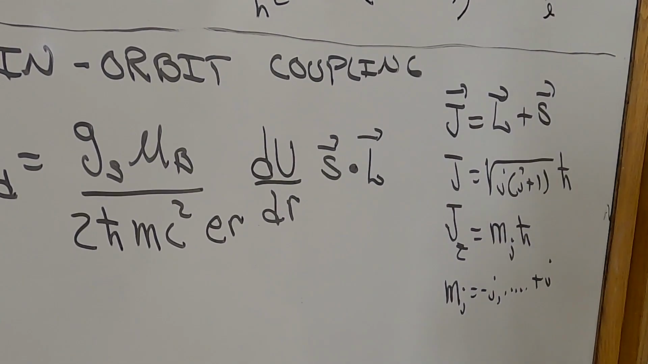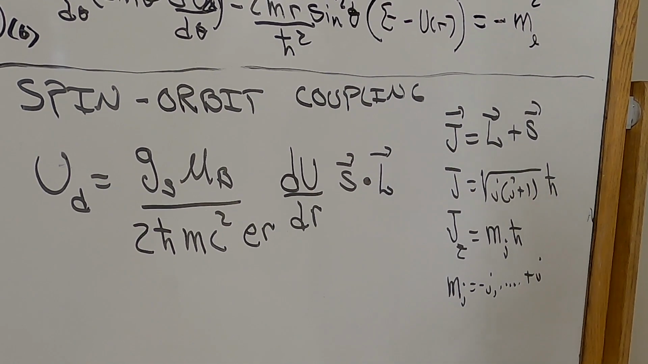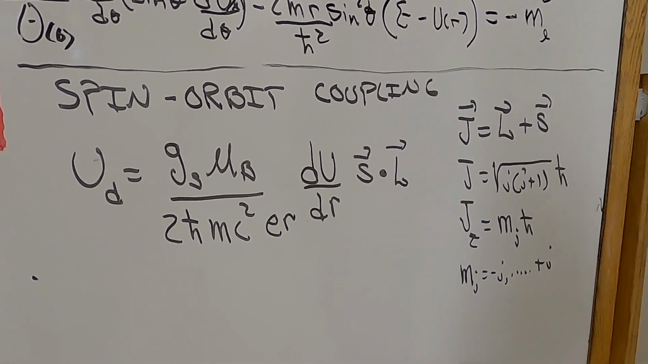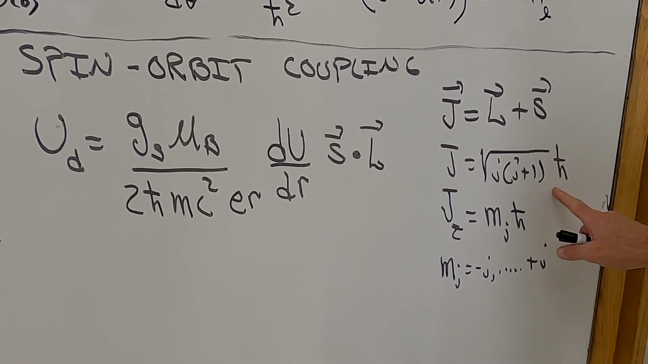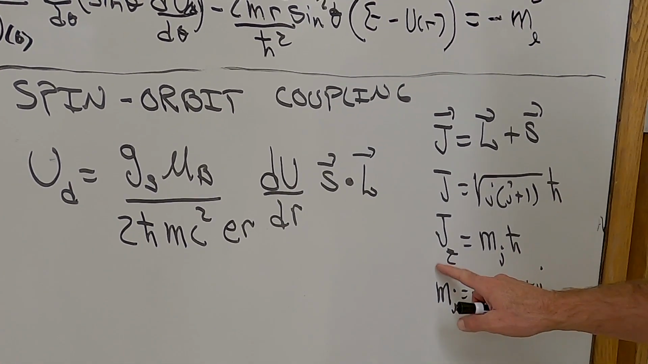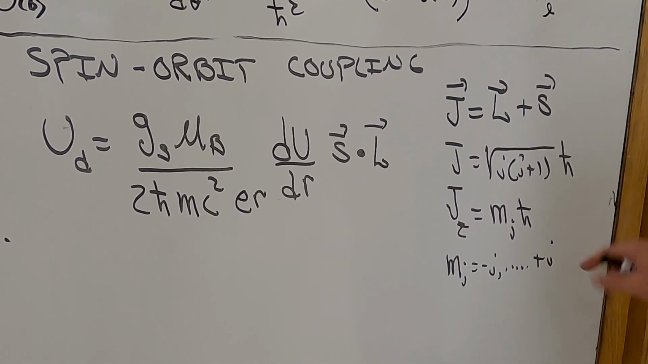Matter of fact, they use J even if you have multiple electrons, multiple spins. J is always the total angular momentum of everything. Okay, and they work just like L and S would. Same with the J sub z, and M sub j goes from minus J to plus J.